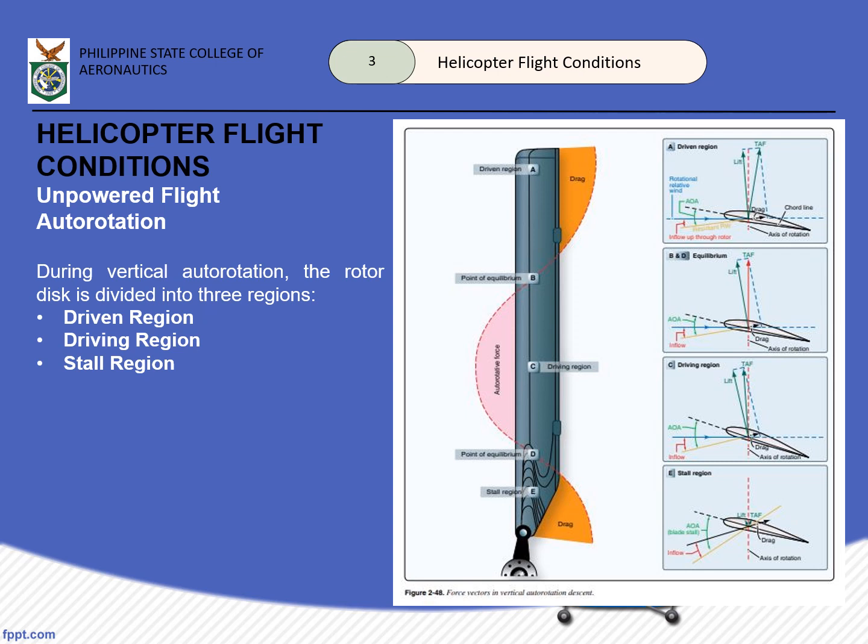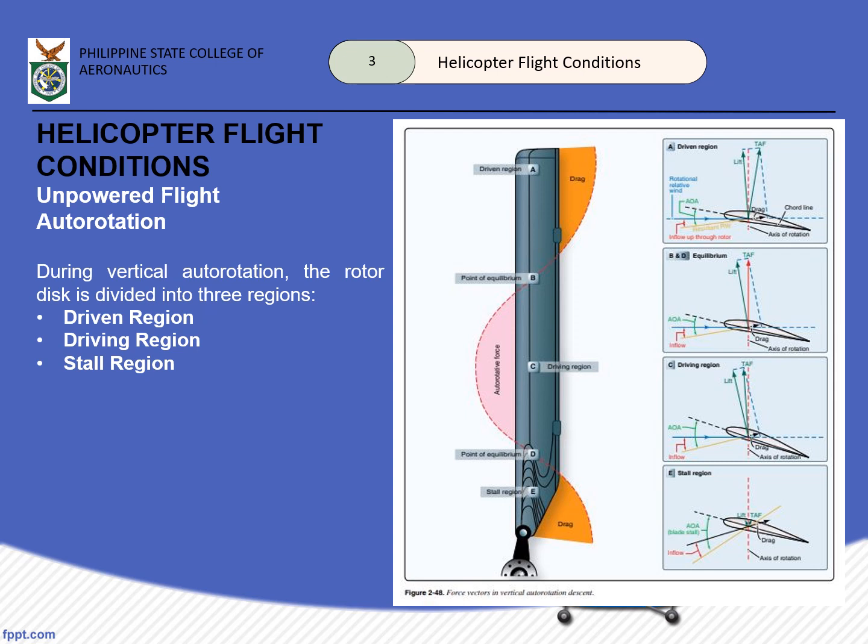So, yung ating driving region naman is also called the autorotative region. So, this normally lies between 25 to 70% of the blade radius. This produces the force needed to turn the blades during auto-rotation. So, the total aerodynamic force in the driving region is inclined slightly forward of the axis of rotation. So, this produces a continual acceleration force.